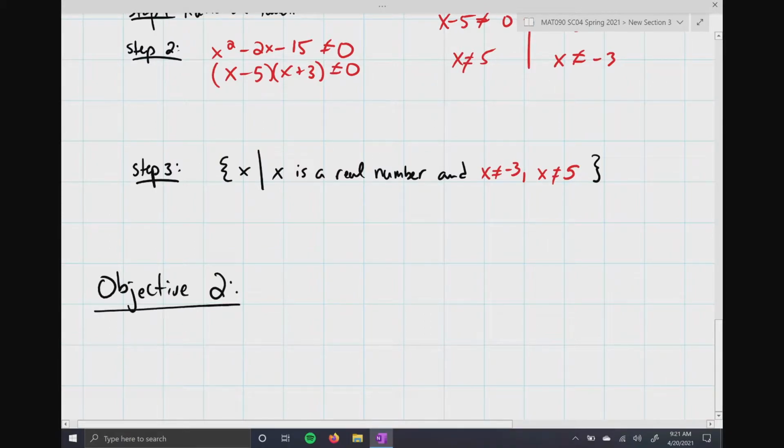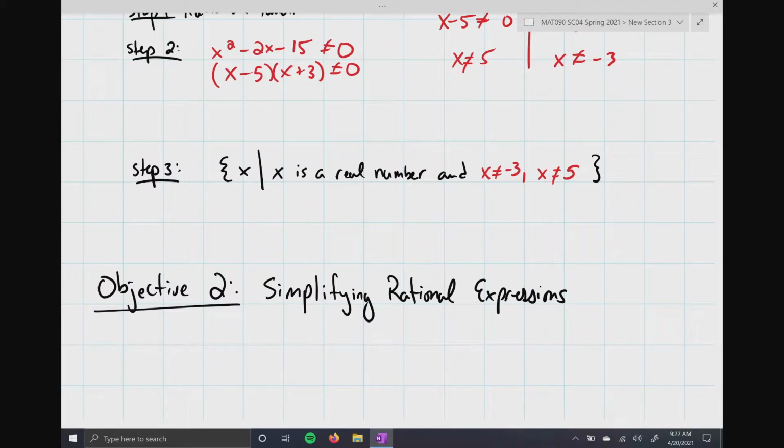And this would be simplifying rational expressions. All right, so you've already done this. You did this a long time ago. You actually learned the proper technique, especially if you had me. If you had me for MAT090, you've learned the proper technique on how to do this.